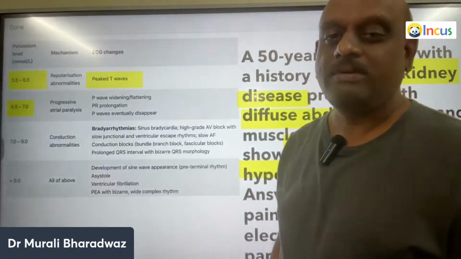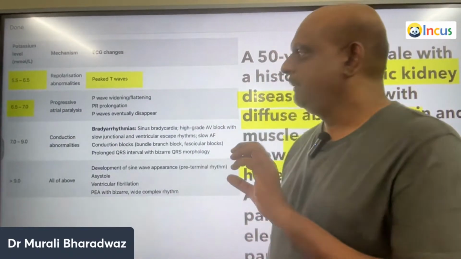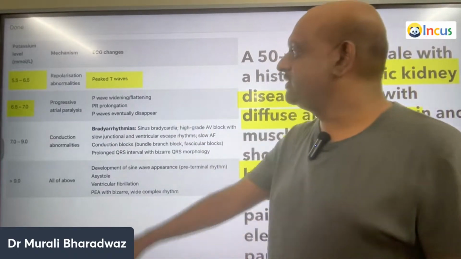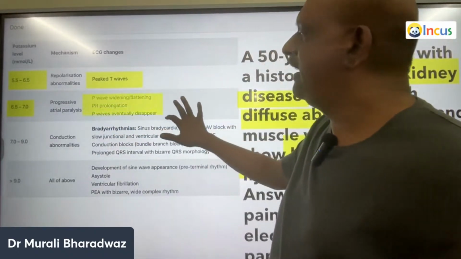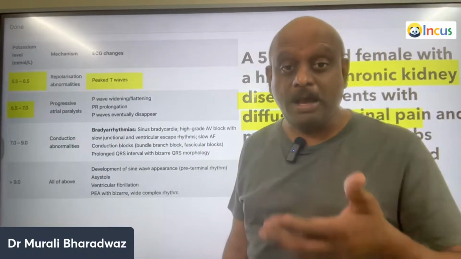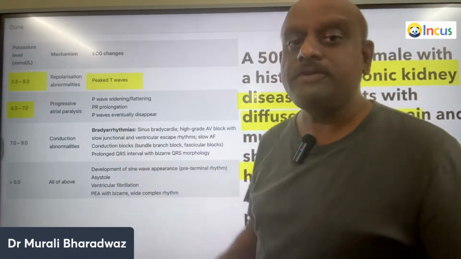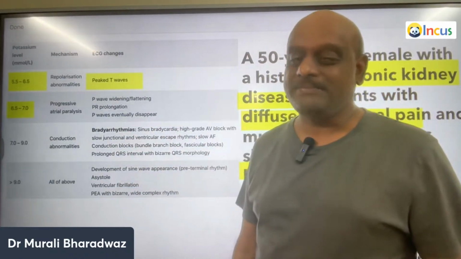At 6.5 to 7, there's a progressive paralysis of the atrium. That's the reason the P waves will undergo widening and flattening. There is a PR prolongation. The P waves eventually disappear.